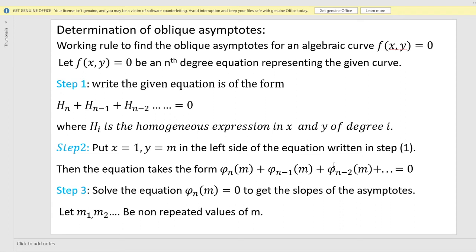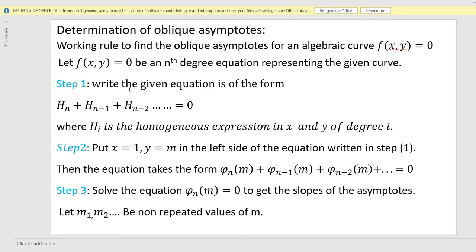Next, we have to find the second type of asymptotes, that is, the determination of oblique asymptotes. Working rule to find the oblique asymptotes for an algebraic curve f(x, y) = 0. Let f(x, y) = 0 be the nth degree equation representing the given curve.